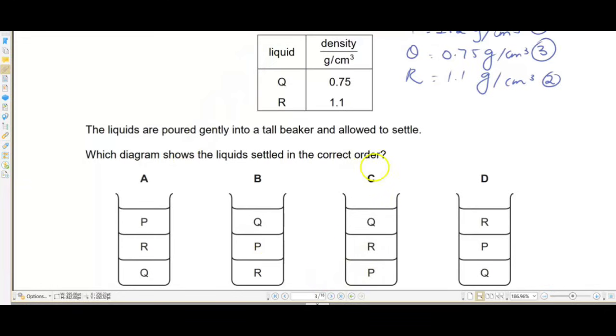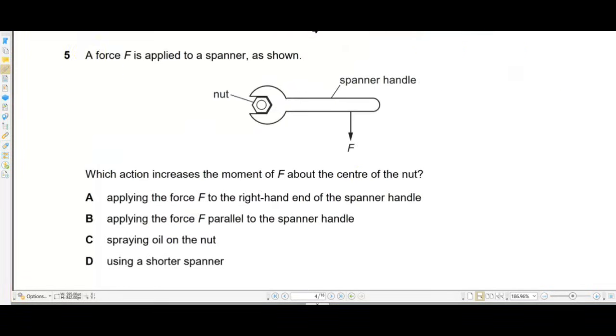P, R and Q. Option C is the one that matches all our logic and description. So C is going to be our correct answer. Okay? Question number: a force F applied to a spanner as shown. Which action increases the moment of force about the center of the nut?